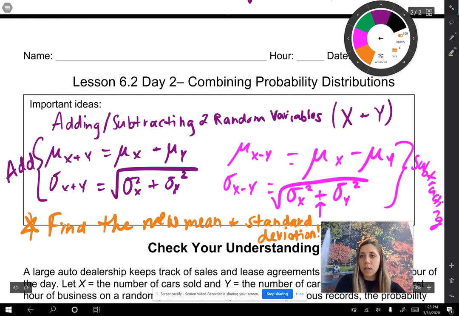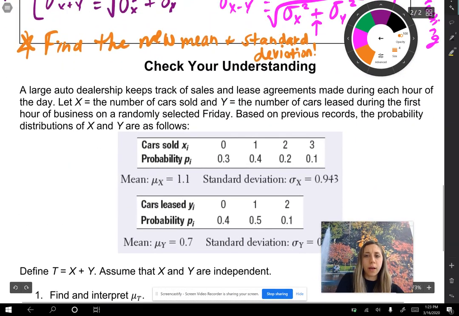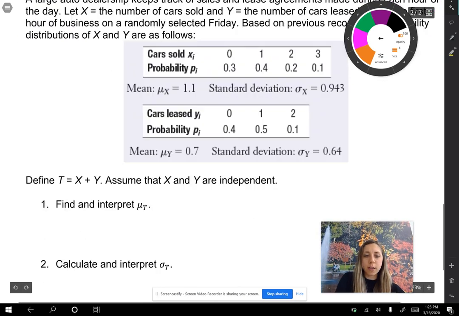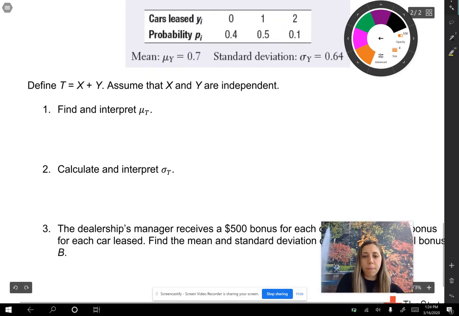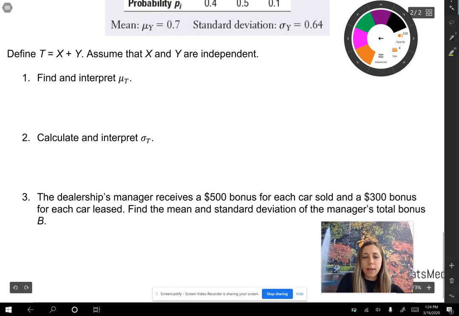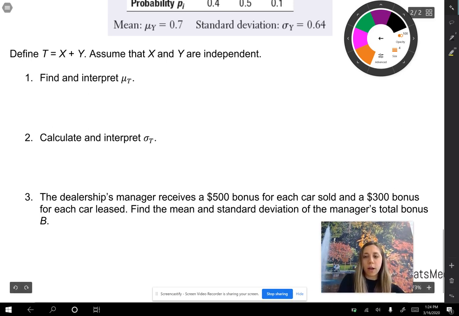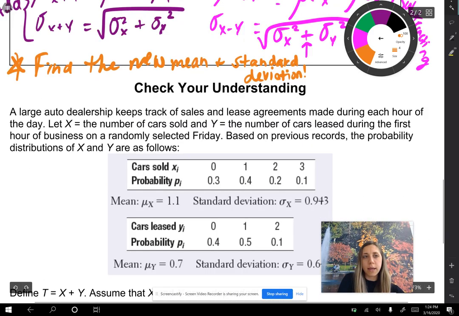So let's take a little scroll down into the check your understanding part. You have these two, cars sold and cars leased, and they're trying to total them. So you have to do basically what we did up above, but then they ask you a question. Just keep in mind down at the bottom that you're going to have to actually do a little of what we did yesterday in order to figure out number 3. So 1 and 2 is what we did today. 3 is what comes from the lesson prior.